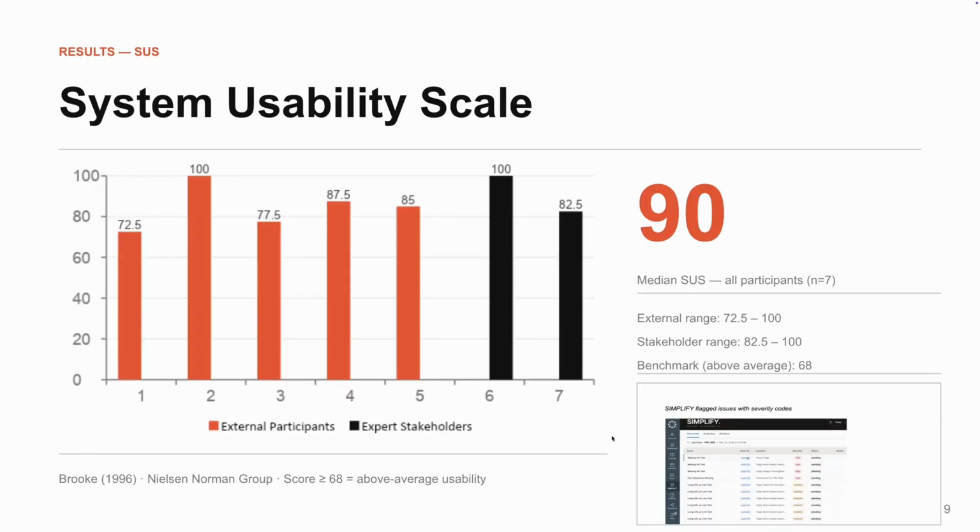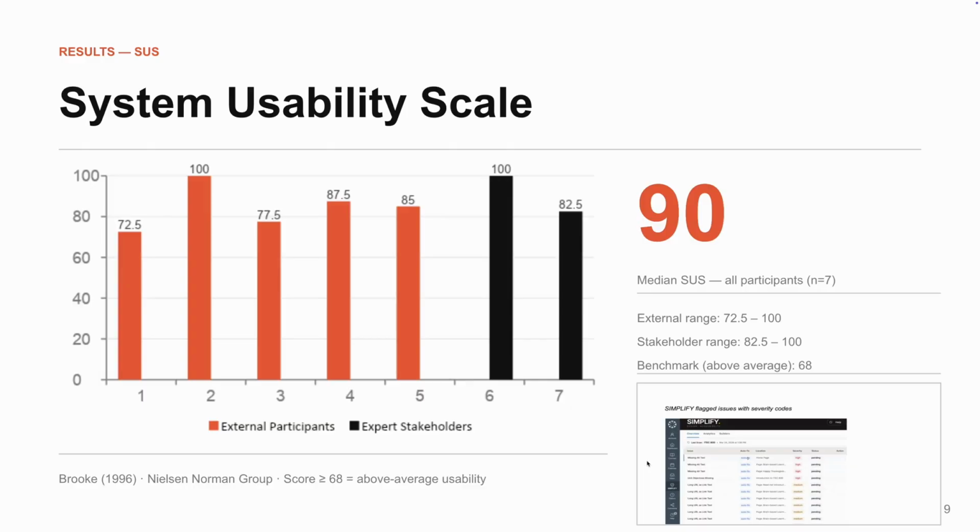SUS in detail, external participants had a median of 90, ranging from 72.5 to 100. Stakeholders scored slightly higher at 91.25, which is expected given their familiarity with the tool. In the chart, the coral bars are external participants, black bars are stakeholders. One thing worth noting is that the lowest external score of 72.5 came from the participant with the most friction observation in the sessions. Small accumulated frustration can drag down overall usability perception even when the task is completed successfully.